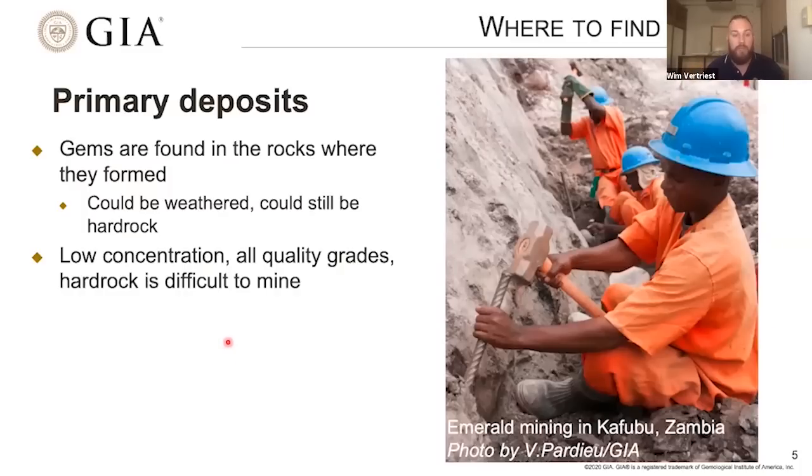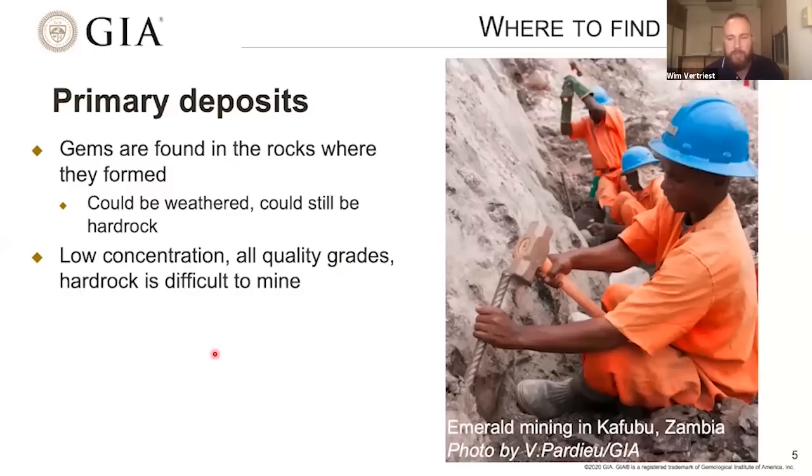Plus, on top of that, a lot of hard rock is difficult to mine. With difficult to mine, we mean you often need a lot of energy to get the gems out of it. Like here on the photo, you see some emerald miners in Zambia that are using manual labor with picks and hammers to break the emeralds out of the host rock. Why don't you do it at big scale? Because of course you have to be careful if you use heavy equipment, if you use things like explosives or blasting. You want to break the hard rock, but you don't want to break your gemstones. And finding that balance is what makes hard rock mining so extremely difficult.